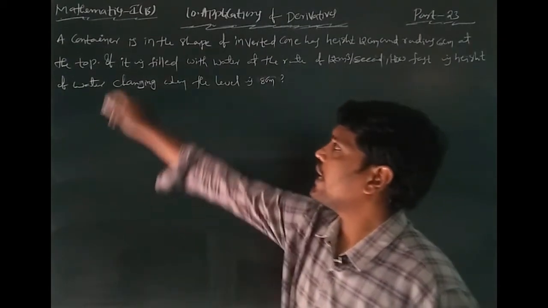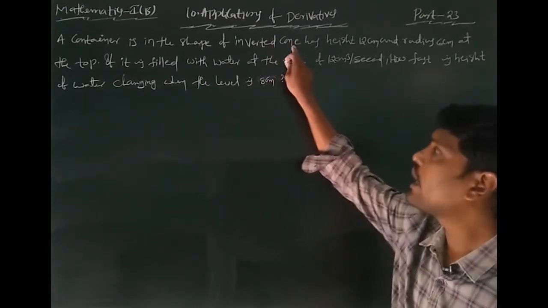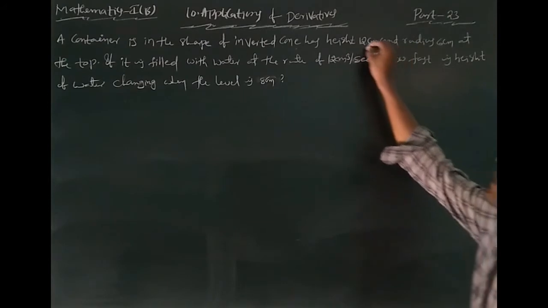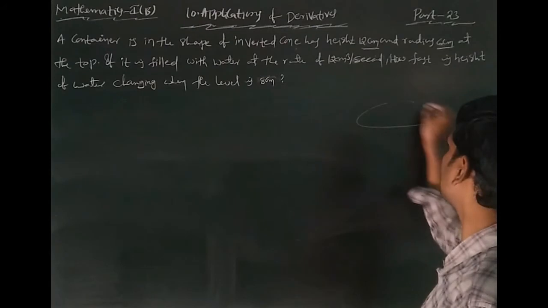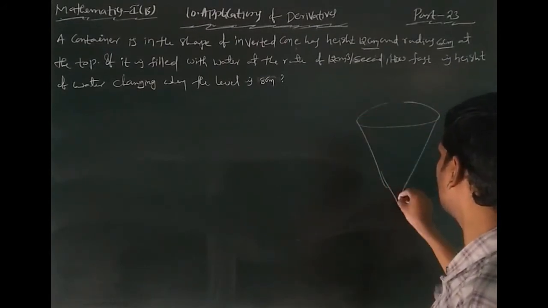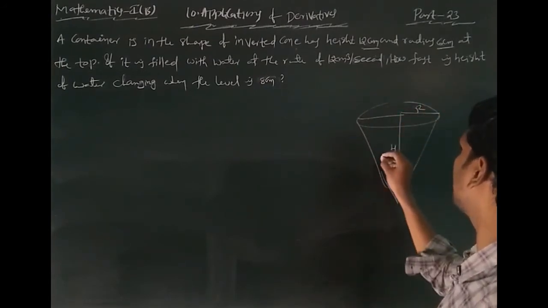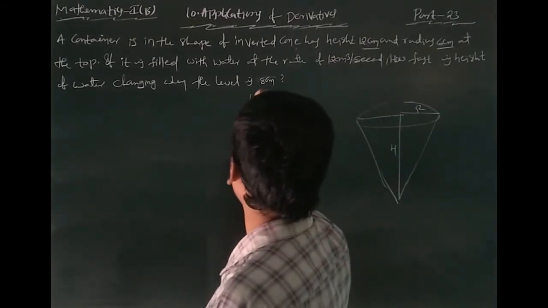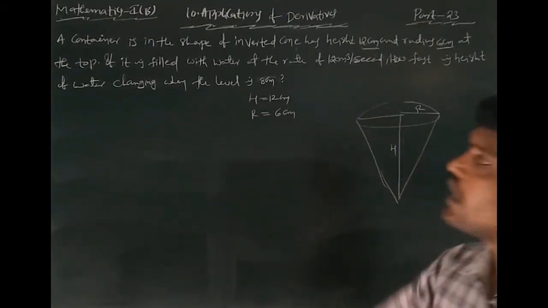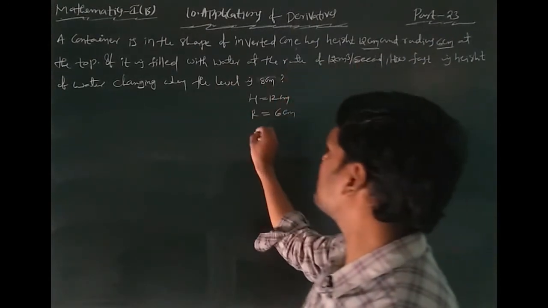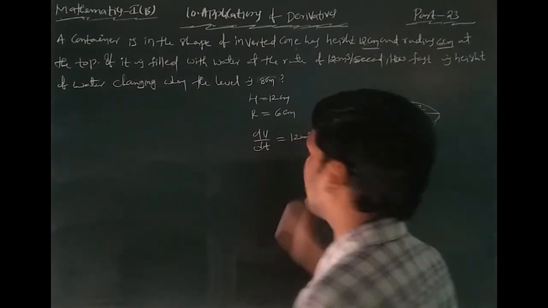What is the problem? A container is in the shape of an inverted cone, has height 12 centimeters and radius 6 centimeters. First we have to take the cone. In that cone, the height capital H and the radius capital R. Here the capital H value is given, 12 centimeters, and the capital R value is given, 6 centimeters. If it is filled with water, the rate of change dV by dt is also given, 12 centimeter cubed per second.